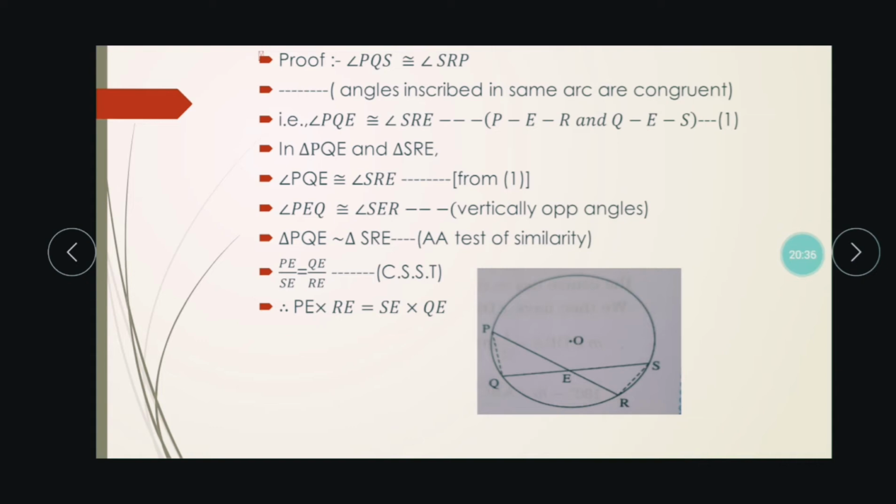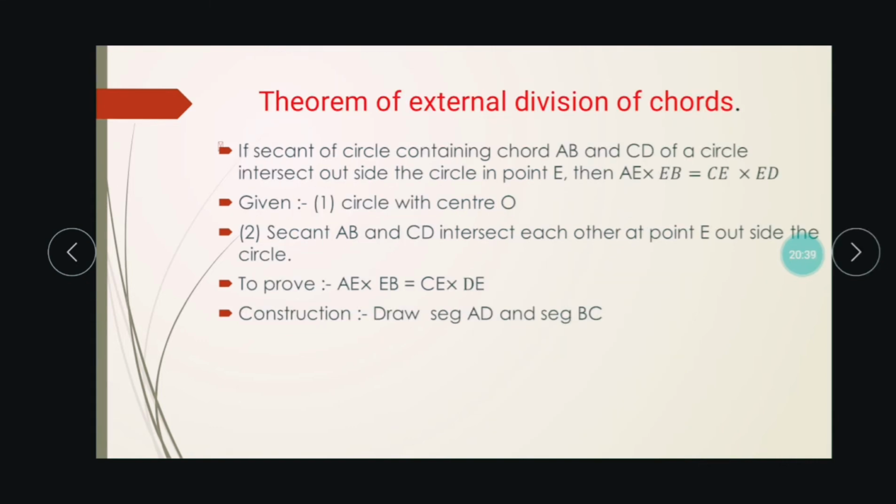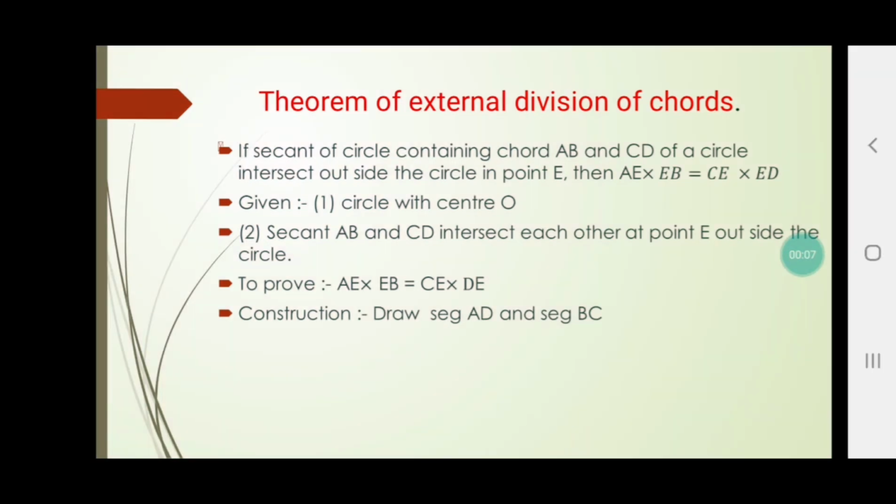Okay, very important one. Next one, theorem of external division of the chord. Chords AB and CD of a circle intersect outside the circle at point E, then AE into EB is equal to CE into ED. This part we have to prove.